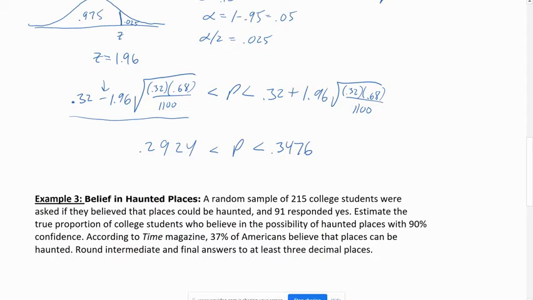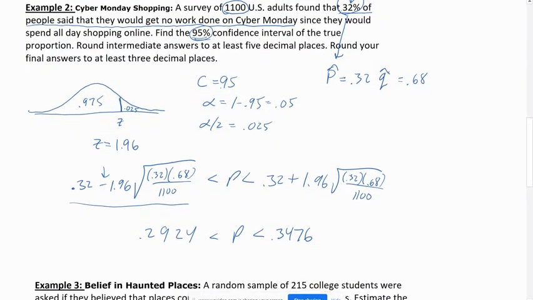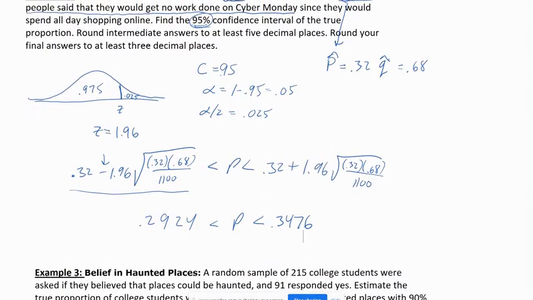So our true percentage of people that will not get any work done on Cyber Monday is somewhere in between 29% and 35%, roughly. Okay, so that's what this confidence interval means. It means with 95% certainty, we can say that the true percentage, even though our sample said the percentage was exactly 32, that only represents the sample. So this means our total population, that's what p means without the hat, the total population proportion is somewhere in between 0.2924 and 0.3476. So we can be 95% sure that that's the true interval.